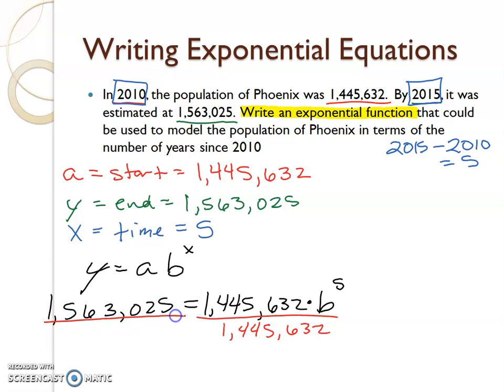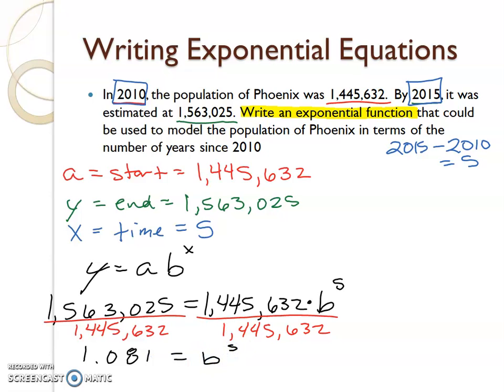1,445,632. I've got to do the same over here. 1,445,632. Okay. When I do that, you're going to get a decimal, and it's okay to get that decimal. I would round it to like 3 decimal places. The more you round it, the more accurate your number is going to be. So it's kind of up to you guys on how much. When I divide that, I get 1.081, okay? And that equals B to the 5th power.